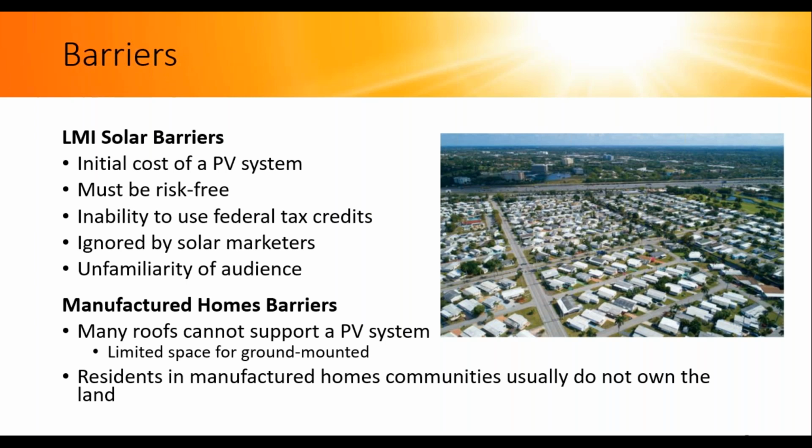So all of those are generic barriers, but there are also some specific barriers related to manufactured homes. First and most important is that many roofs of manufactured homes cannot support a PV system. The load is too great, or roof-mounted installations would have problems piercing the skin. Sometimes a possibility instead of a roof-mounted system is a ground-mounted system. But in lots of places, there's not sufficient space near the house to do a ground-mounted system.